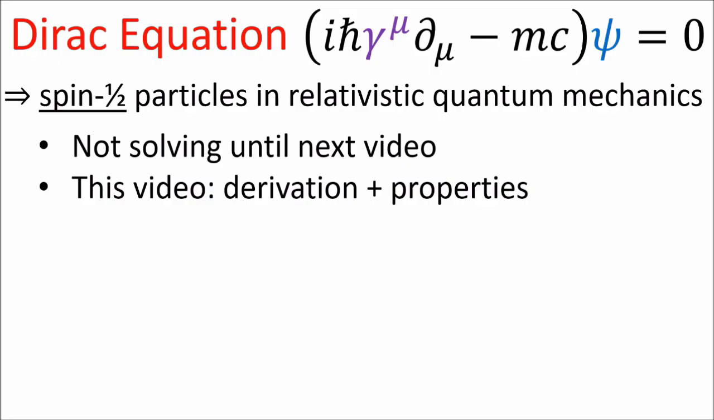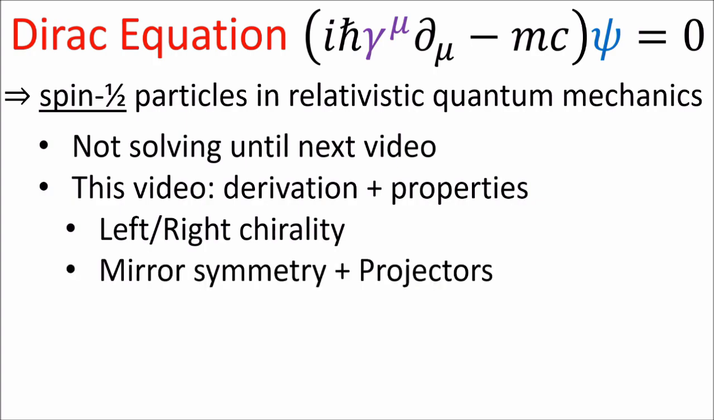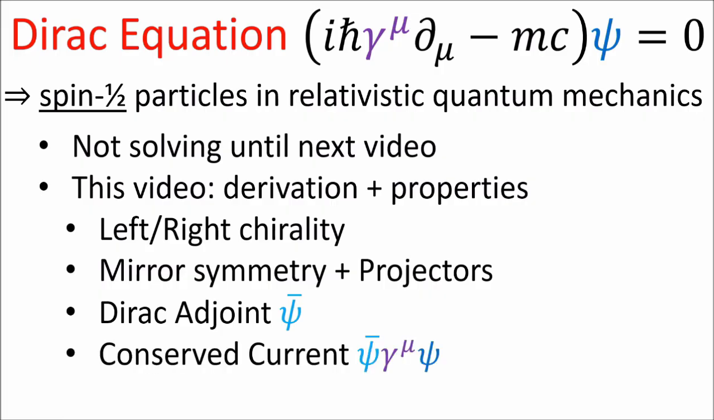In particular, we're going to spend a lot of time talking about the left and right chiral halves of Dirac spinors, how they are related to mirror symmetry, how we can project them out using projectors, and how they relate to Dirac adjoint spinors. We'll also talk about conserved currents in the Dirac equation, and also talk a bit about matter and antimatter.